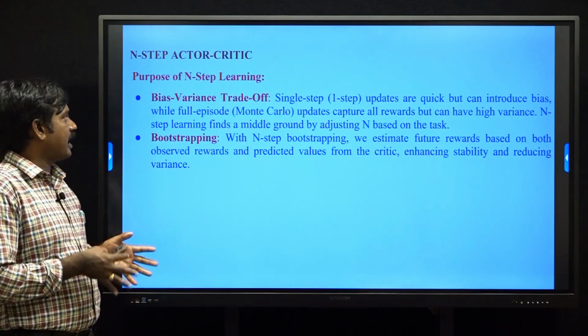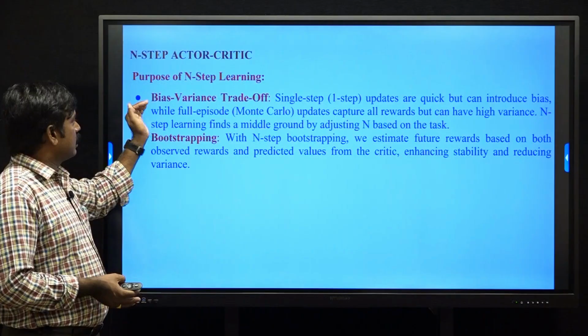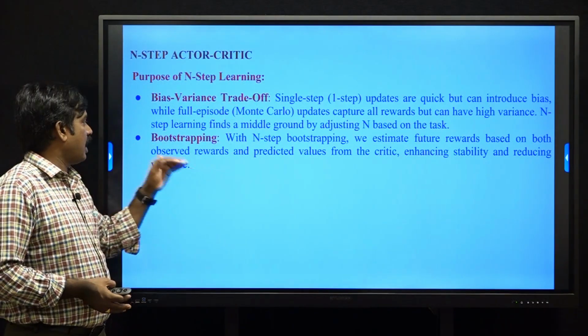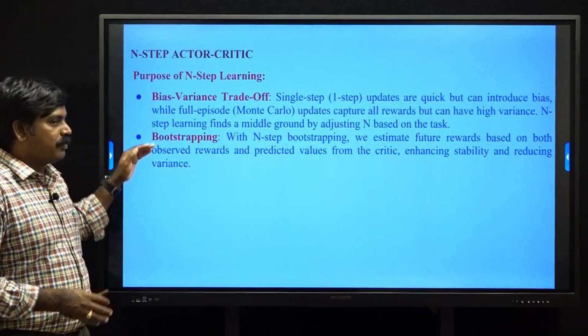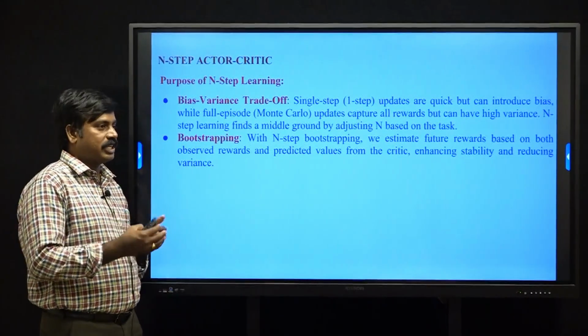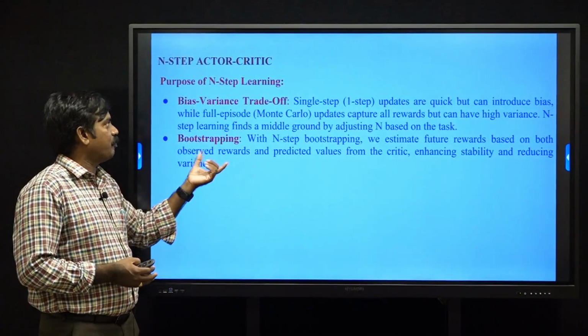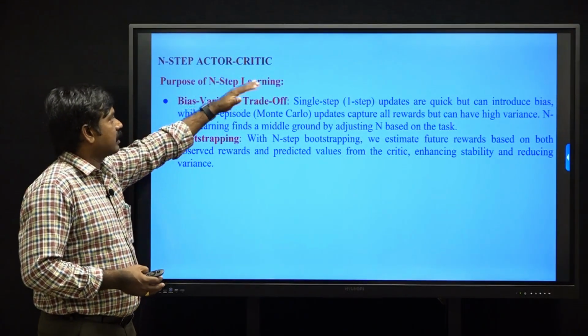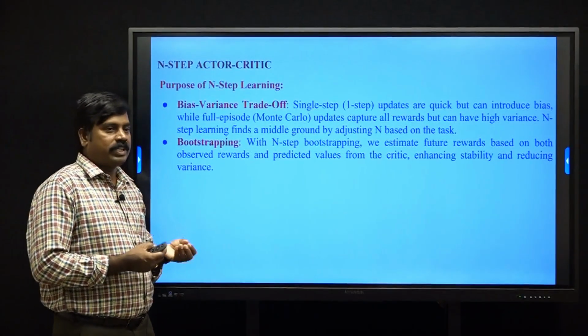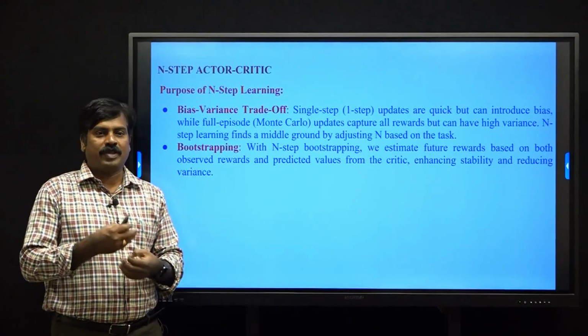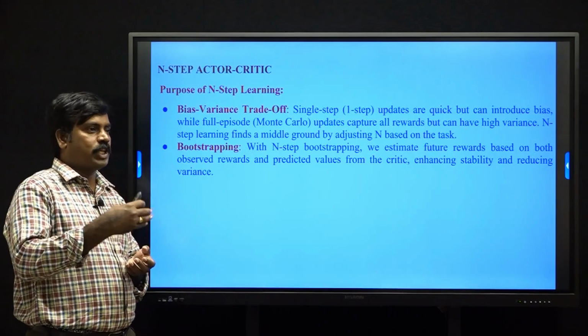The purpose of n-step learning is the bias-variance trade-off and bootstrapping. In n-step we need to predict the future rewards after n iterations, so we use bootstrapping in the n-step actor critic method. Next is the bias-variance trade-off. If we take only one-step updations, the bias value is very high.